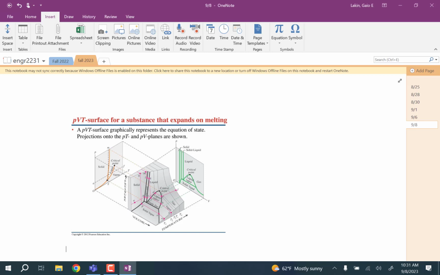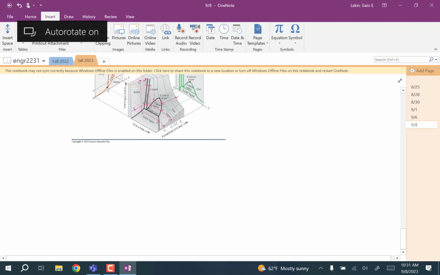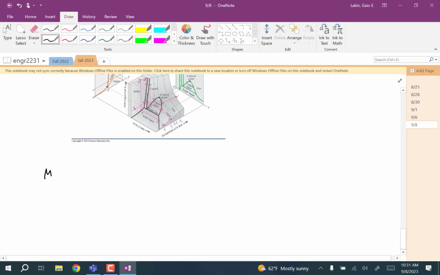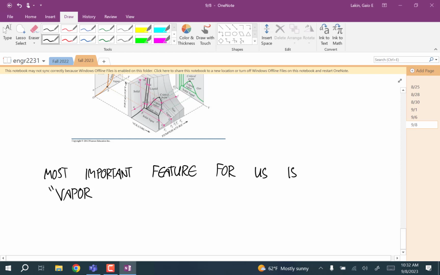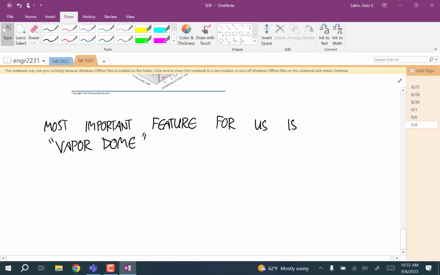The most important feature for us in thermodynamics is the vapor dome, which is a really sweet name. Mad Max Beyond the Vapor Dome. And you'll see this vapor dome in a lot of these projections, but it always is something like this.